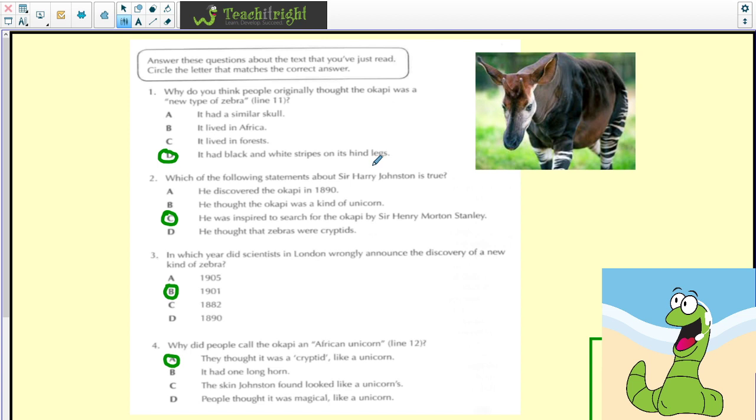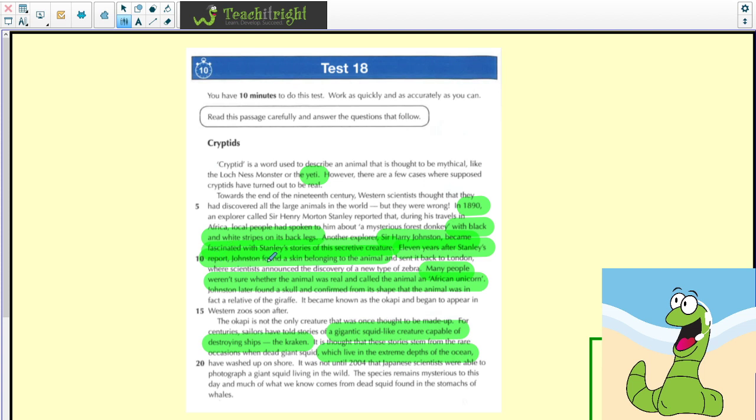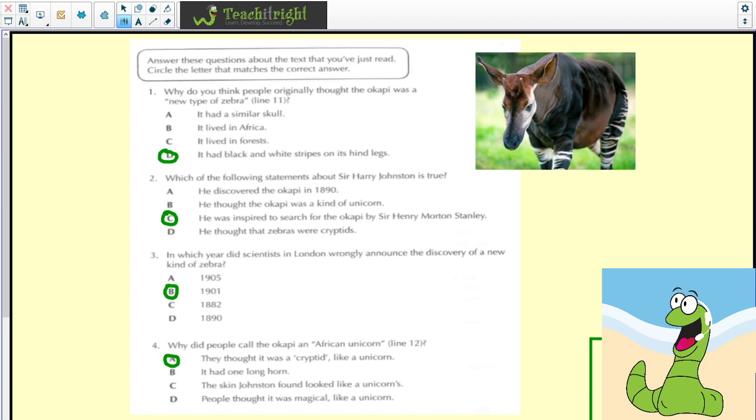The okapi. I don't know if any of you have learnt about the okapi before. So why do you think people originally thought the okapi was a new type of zebra? Well, it had black and white stripes on its hind legs like a zebra. So if we go back to line 11, here we are. It says, many people weren't sure whether the animal was real and called the animal an African unicorn. It's here. With black and white stripes on its back legs. There we are. So they thought that it was a type of zebra. So give that one a tick if you got that one right.